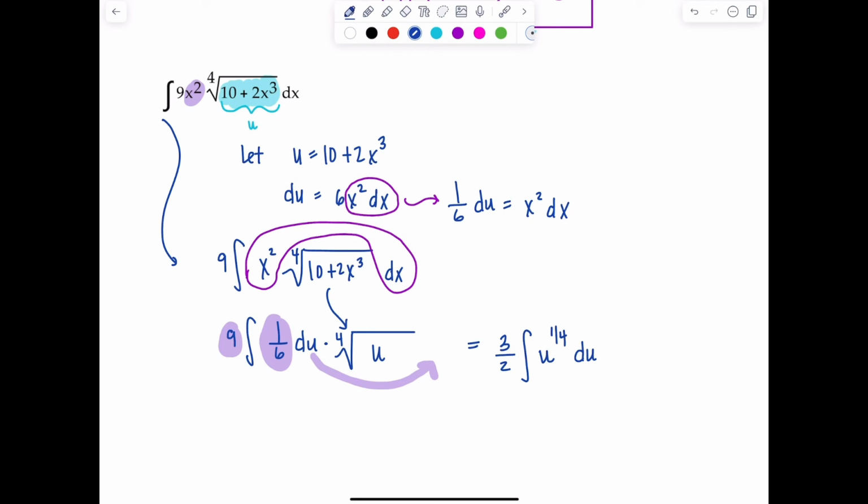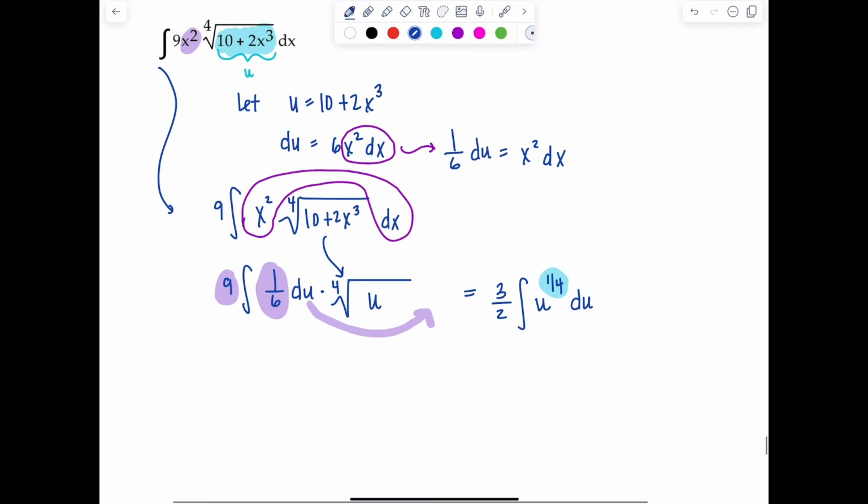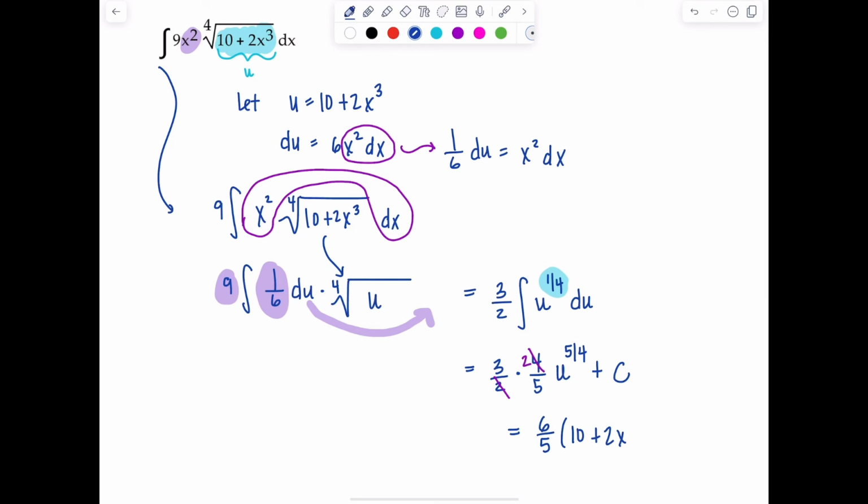Look at the exponent. Add 1 to it. 1/4 plus 1, that's 5/4. Divide by the new exponent, so multiply by 4/5. Don't forget your plus c. And then let's see, can we clean up? Yes, cancel the 2. This is a 2 now. So I have 6/5. Instead of u, I'm going to write (10 plus 2x cubed) to the 5/4 plus c.